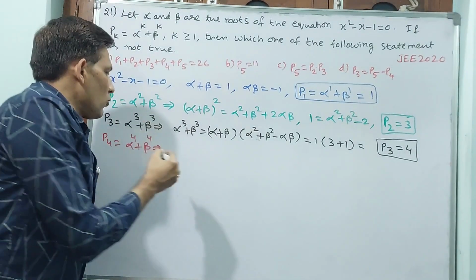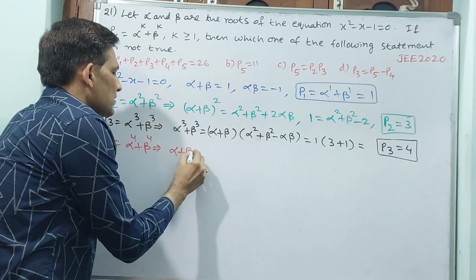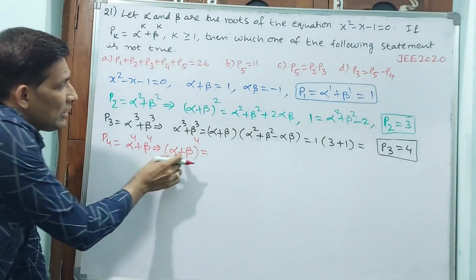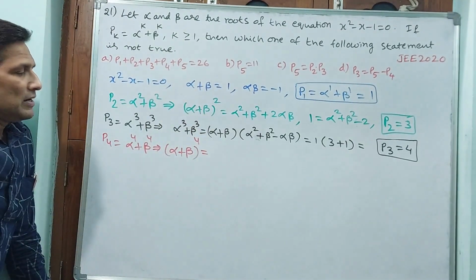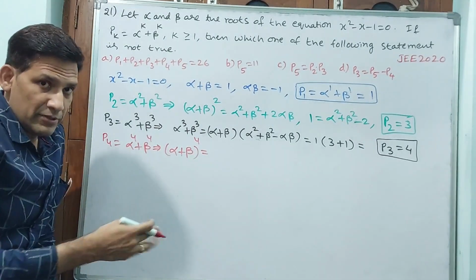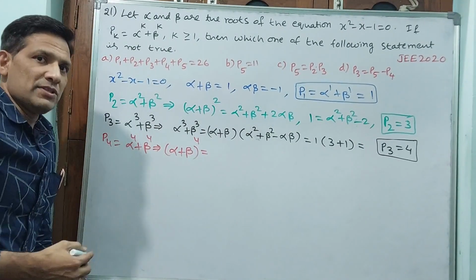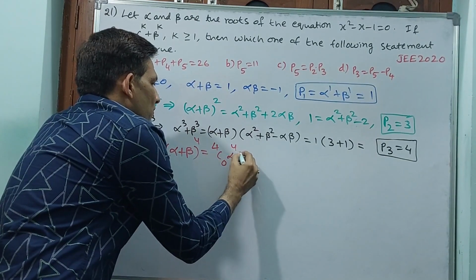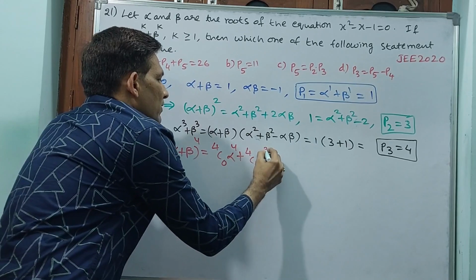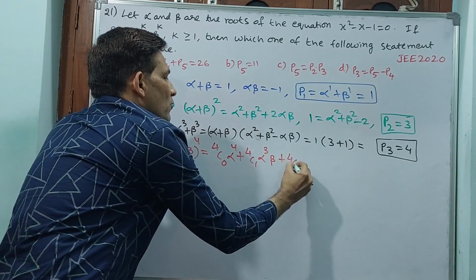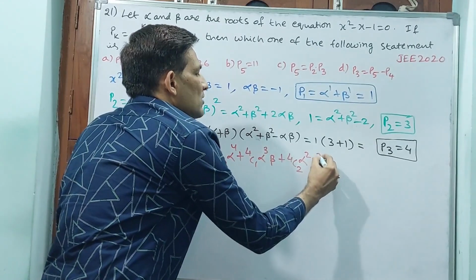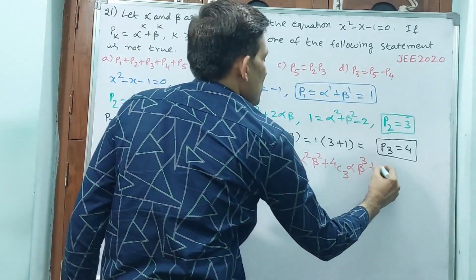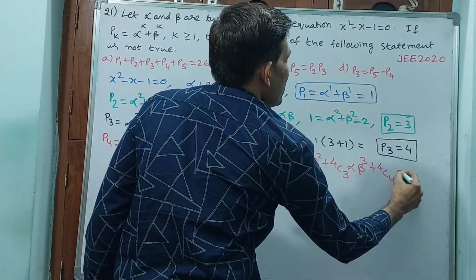See, I am taking alpha plus beta whole to the power of 4. Alpha plus beta whole to the power of 4 is equal to, okay, this value we know, 1 power 4, only 1 will come. But you see how I am going to do this. Shall I go with the binomial theorem? 4C0 alpha to the power of 4 plus 4C1 alpha cube beta plus 4C2 alpha square beta square plus 4C3 alpha beta cube plus 4C4 beta to the power of 4.